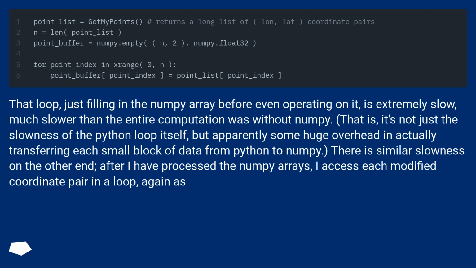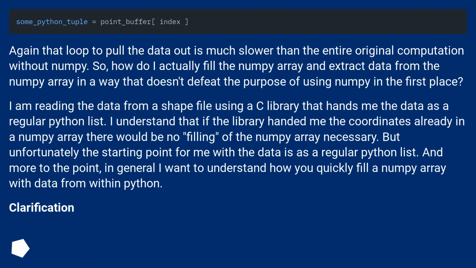That is, it's not just the slowness of the Python loop itself, but apparently some huge overhead in actually transferring each small block of data from Python to NumPy. There is similar slowness on the other end. After I have processed the NumPy arrays, I access each modified coordinate pair in a loop, again as. Again, that loop to pull the data out is much slower than the entire original computation without NumPy.